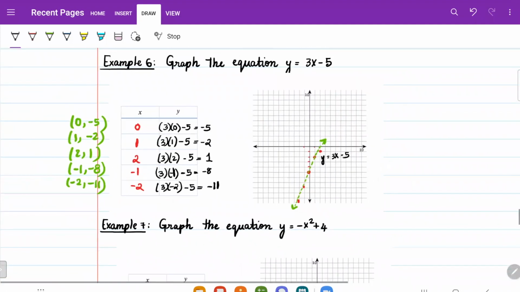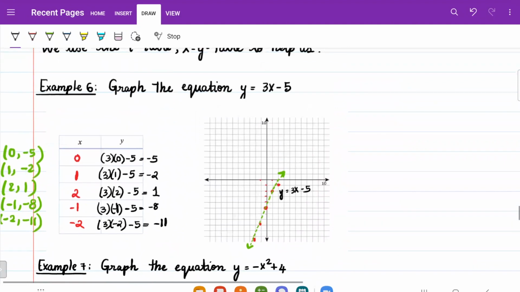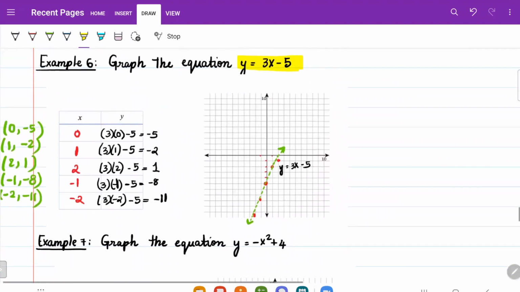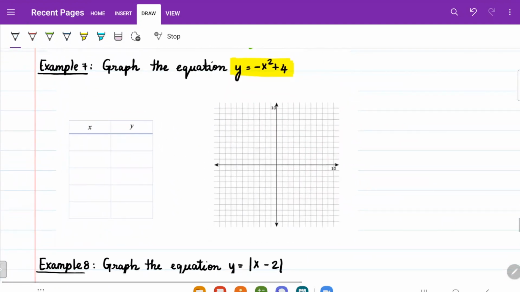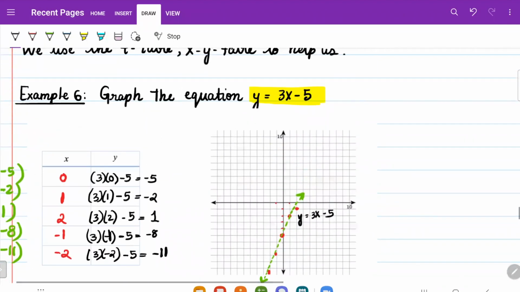Okay, let us plot another graph. Here you see that this is a linear equation, and this is a quadratic equation. I will go over what linear and quadratic are in the upcoming videos. For now, let's just accept that this is a quadratic equation and that is a linear equation.